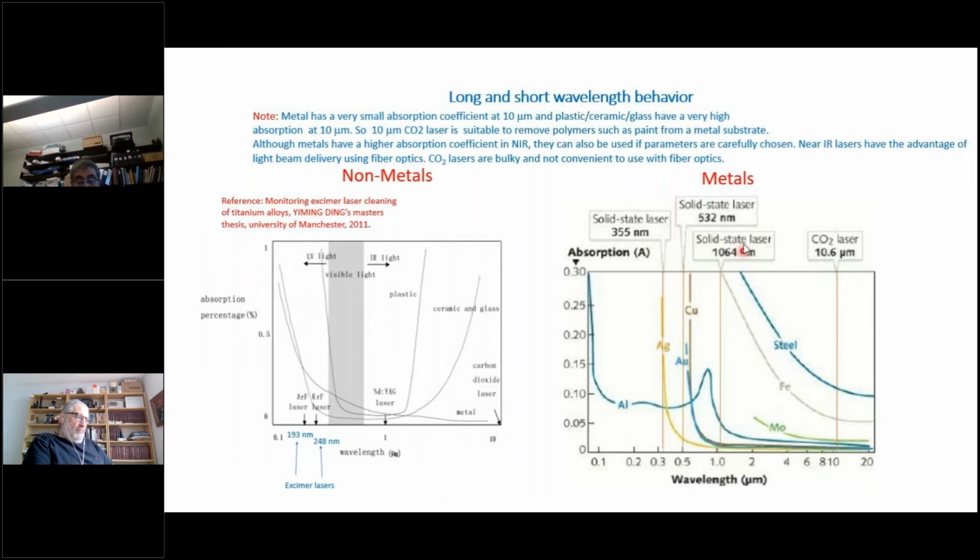So this is the reason that when you have a steel surface and you have a near IR beam, you have more absorption on the surface. On the other hand, for plastics, ceramic, glass, and also paint, the near IR has very high absorption coefficient. The mid IR has a high absorption coefficient. The near IR has lower absorption coefficient. So these graphs need to be considered when you're choosing the laser.